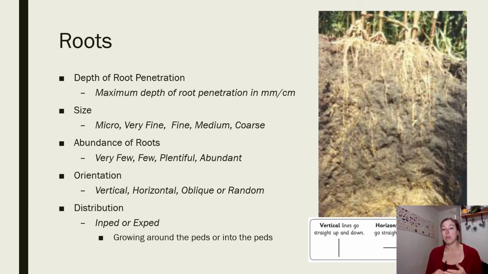Very few, plentiful, abundant: there are measurements that go with that. Orientation: vertical is up and down, horizontal is straight, and then there's oblique that goes this way. So these roots are vertical, roots that go out are horizontal, and here are some that are oblique. They can go at any angle.